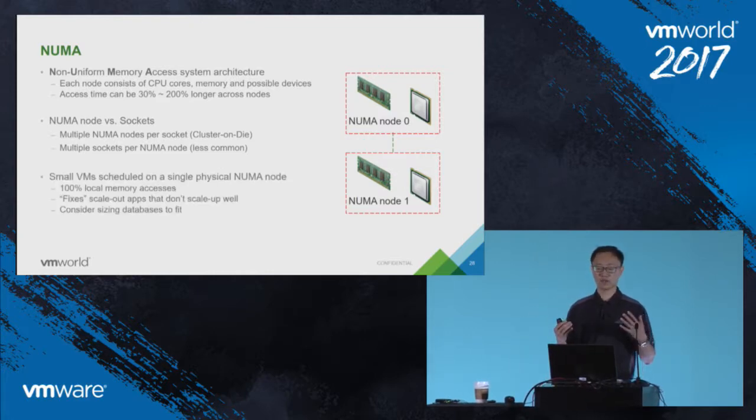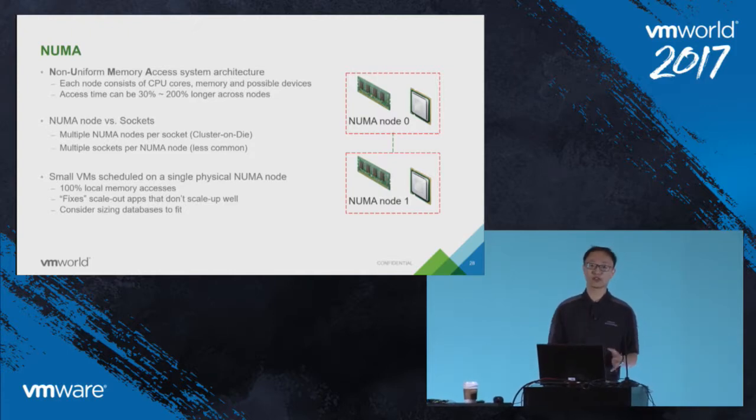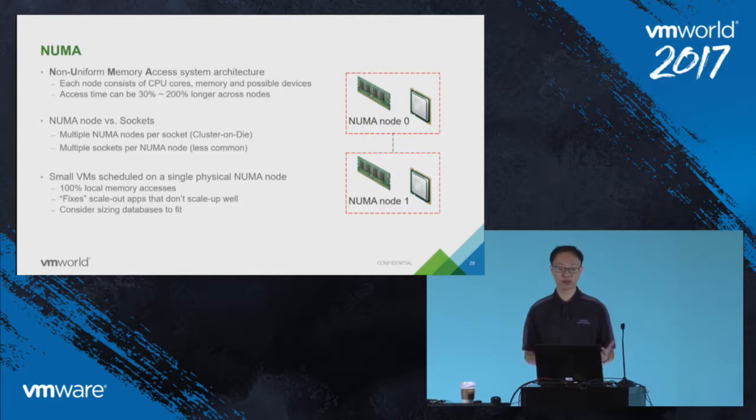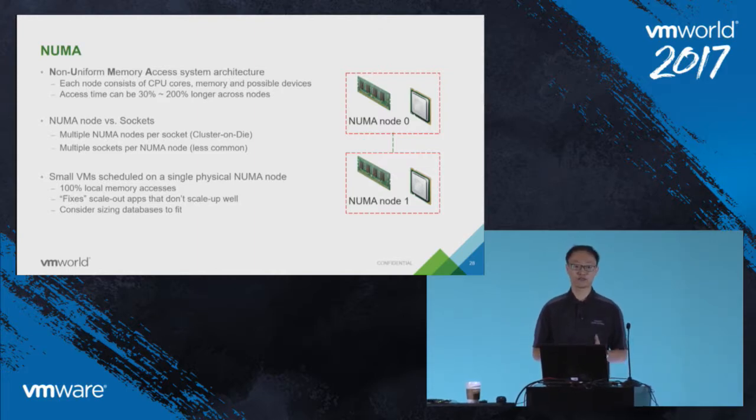So the idea is that if you can fit smaller VMs on the same NUMA node, you can just throw the VM at the system, and the NUMA scheduler will handle this automatically. And database is one example of a NUMA-sensitive workload.